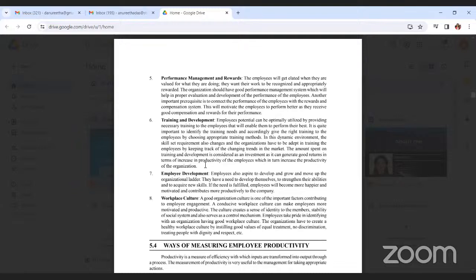Training and development. It is quite important to identify where there is need of the employee being more perfect in his job, and where the organization must recognize that he requires training so that he can be more productive, and whenever there are changing trends in the market, what kind of training he should be provided.